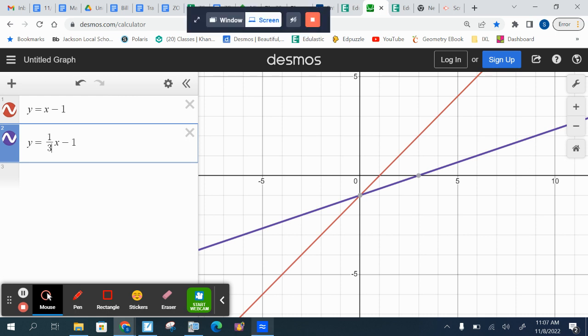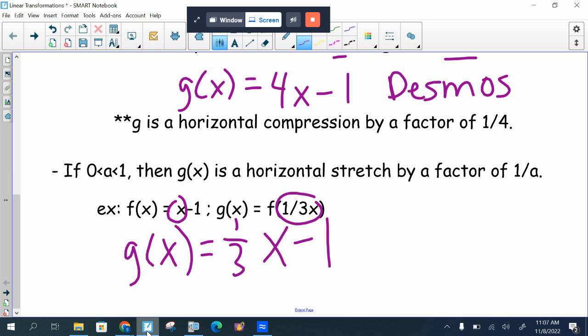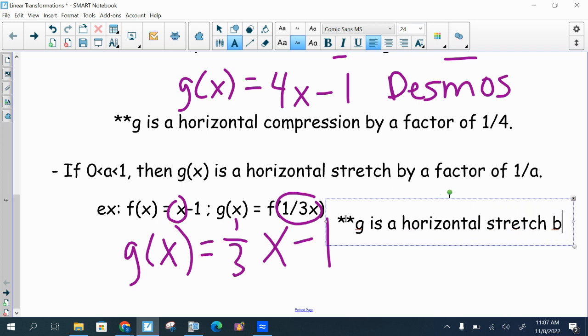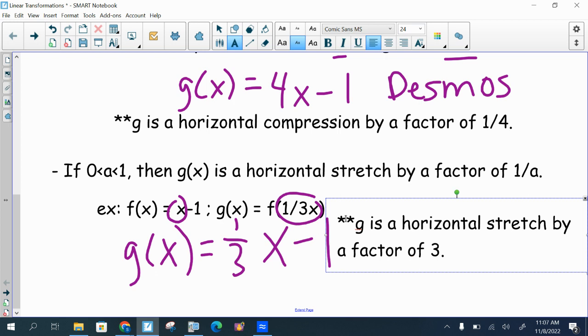So let's go back to our notes. We're done with the Desmos, so you can close your Chromebook. And we will describe it as G is a horizontal stretch by a factor of 3. And remember, anytime you say compression, the factor should be something less than 1. Anytime you say stretch, the factor should be something bigger than 1. So it makes sense that if this is compression, then the factor is 1/4. Stretch, then the factor is 3.